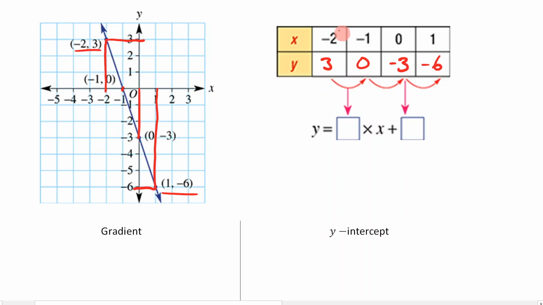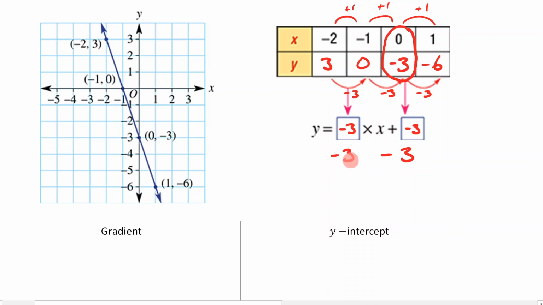Now, let's find the two components of the line. Let's find the coefficient of x and the constant. Because my x is increasing by 1 each time, what is the difference in my y values? Well, I'm going from 3 to 0, that's minusing 3. From 0 to -3, that's minusing 3. From -3 to -6, that's minusing 3. It's going to be -3 here. To find what my constant term is going to be, I'm going to say, well, when x is 0, what is my y value equal to? It's also -3.